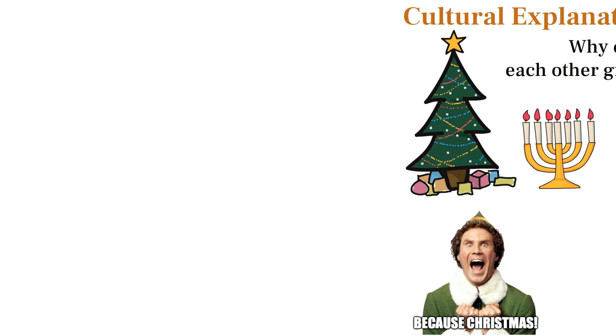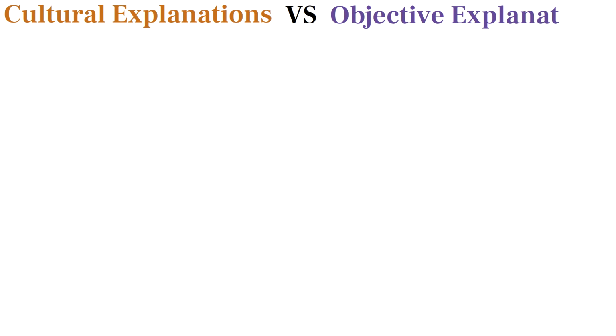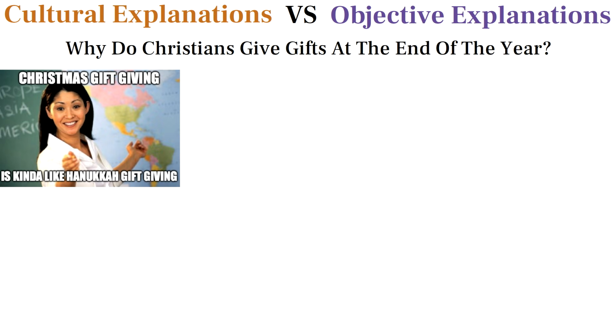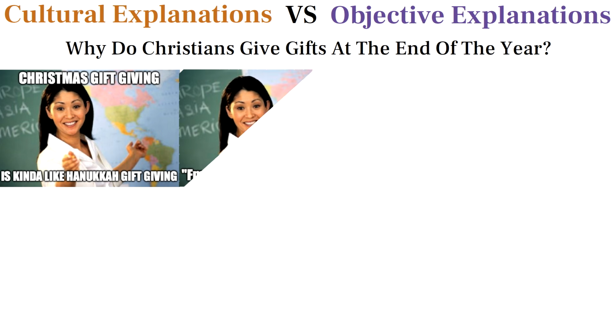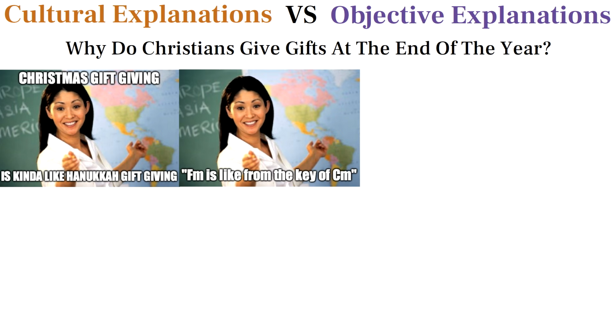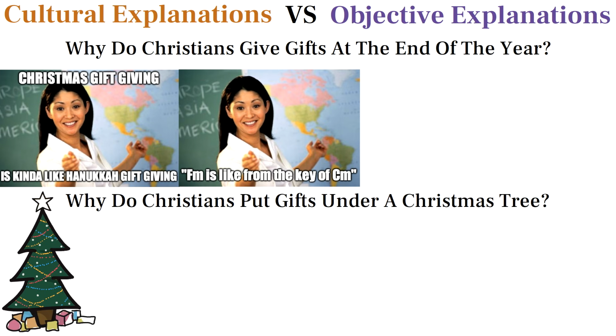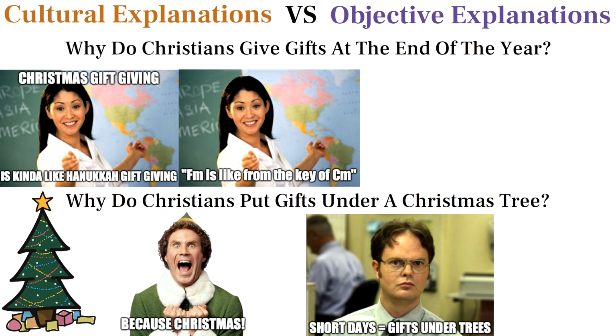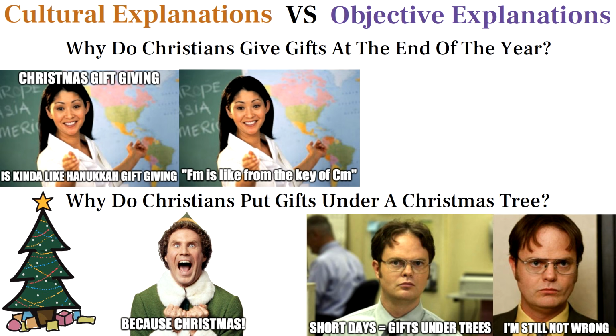Each explanation is helpful in a different context. If someone asks why Christians give gifts at the end of the year, it's not really an explanation to point out that it's similar to how Jews give gifts on Hanukkah. This resembles the borrowed chord explanation. While if someone asks why you put gifts under a Christmas tree, it's not really helpful to point out that the days are objectively shorter. In that case, explaining the cultural tradition of Christmas would be the best explanation, yet the objective explanation still adds further depth.